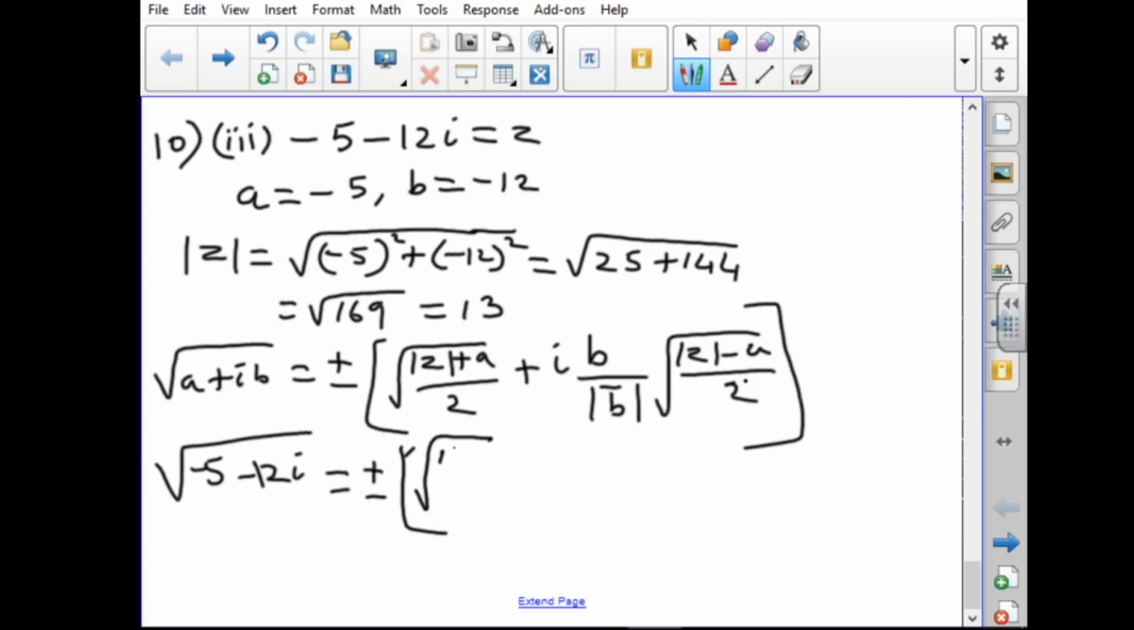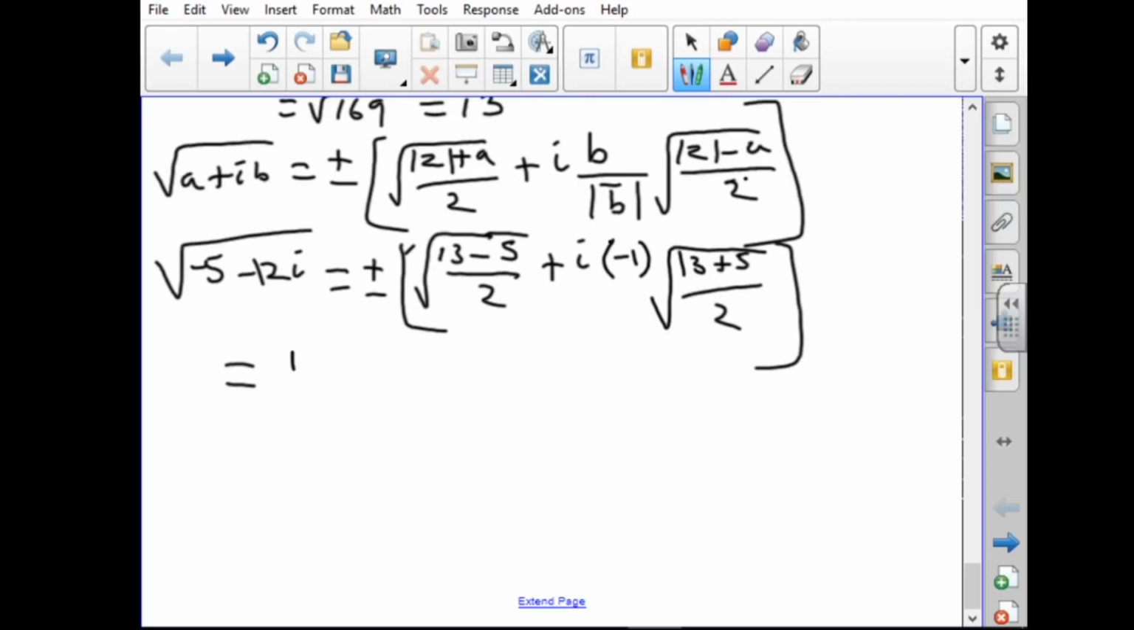So, square root of 13, a is minus 5, so 13 minus 5 by 2, plus i into b is minus 12, so minus 12 by modulus of minus 12. Here b is negative, therefore we will have a negative sign here. So, minus 1 into square root of 13 minus of minus 5 gives you plus 5 by 2.